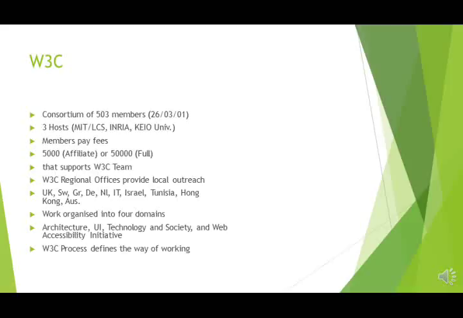Okay, so the consortium is made up of 503 members, 3 hosts, and the members pay their fees, plus 5,000 affiliates. This is the information I found on W3C.org. They have regional offices, for example, in the UK, US, Switzerland, Tunisia, Hong Kong, and Austria, and the work is organized into 4 domains: architecture, UI, technology and society, and web accessibility, which I'm going to talk about later in the PowerPoint. And the process defines a way of working.